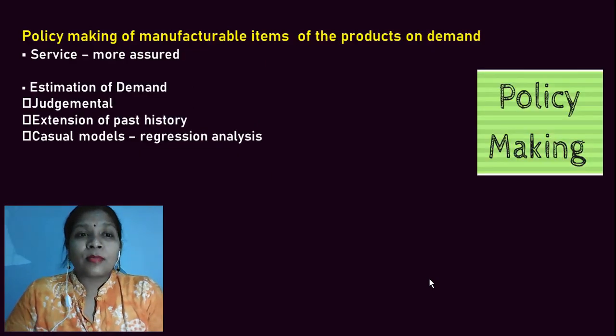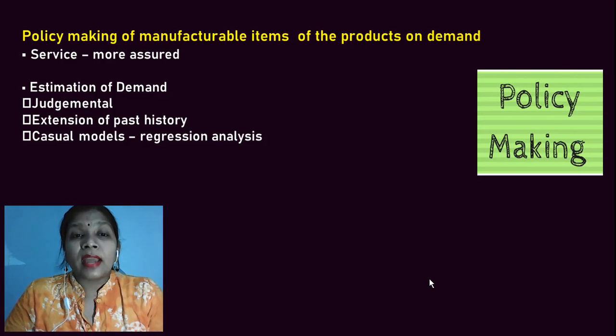Now, this is the policy making. It's a very important term, like when a hospital decides to manufacture something in their premises, the first thing they do is make the policy. Now, how do they make the policy? The policy is always made on the products of demand. That means the products which are in high demand, according to that we need to make the policy. Now, this policy making takes into consideration two things. The first one is the service and next is the estimation of the demand.